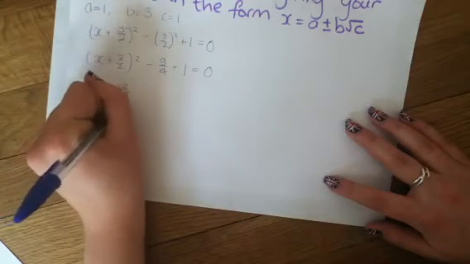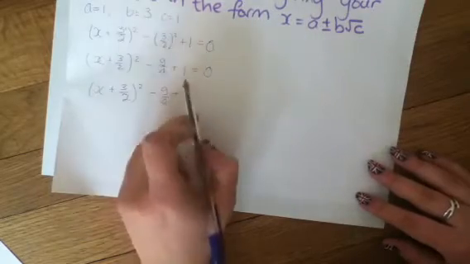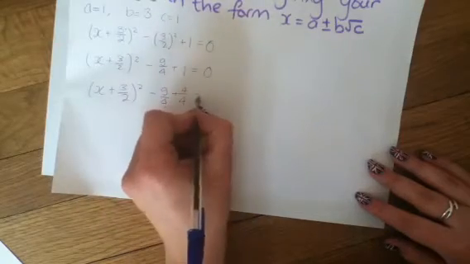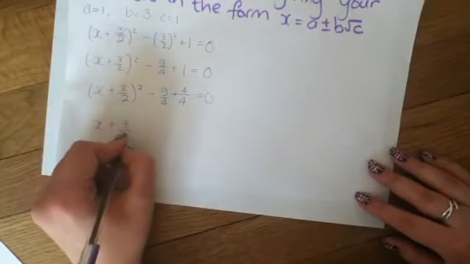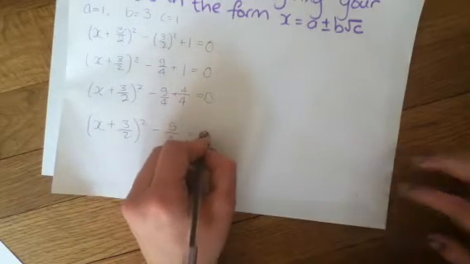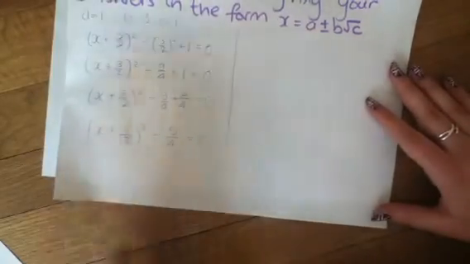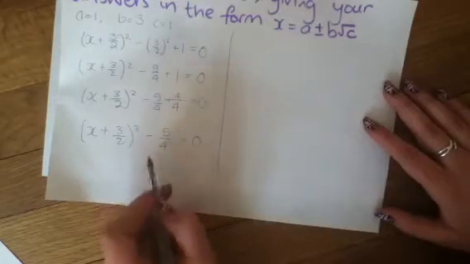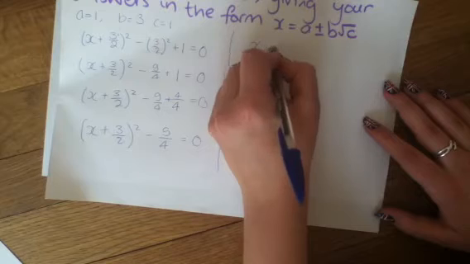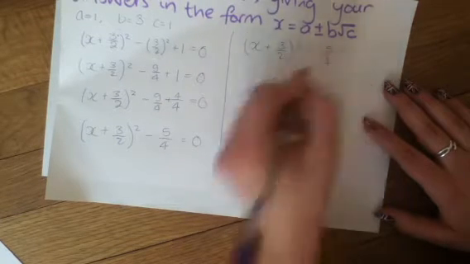And we can condense this down again. Minus 9 over 4 and plus 1, which is also equal to 4 over 4, will help us when trying to condense these two together. x plus 3 over 2 squared minus 5 over 4 is 0. So now we have it in the form of the completed square, and we can start to manipulate it to find out what x is. The first thing we do is pull this 5 over 4 over to the other side, giving us x plus 3 over 2 all squared is equal to 5 over 4.